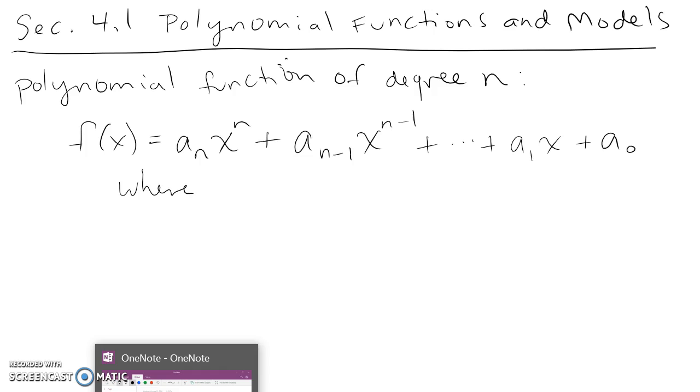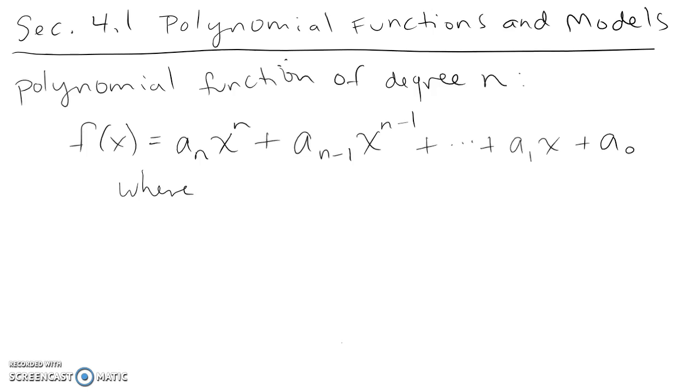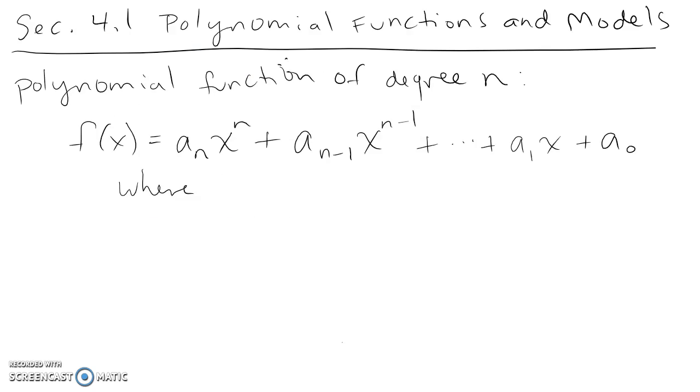Where a sub n all the way to a sub 0 are constants. Right? So these subscripts on the a's have nothing to do with their value. They're just counting them. We have to have natural number exponents, meaning that these numbers here are not fractions. There's a 1 here that we don't write. And they're not negatives, so they have to be natural numbers.